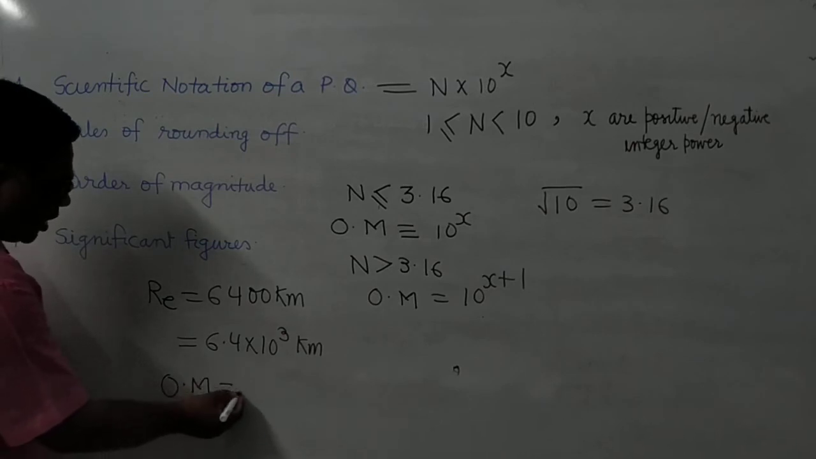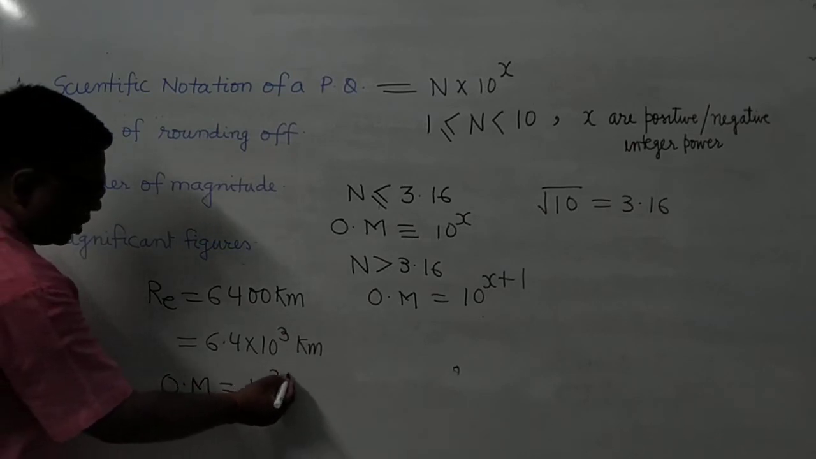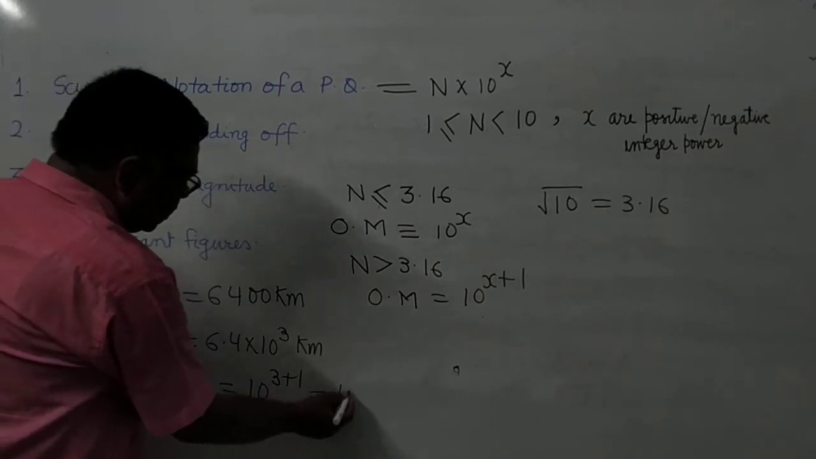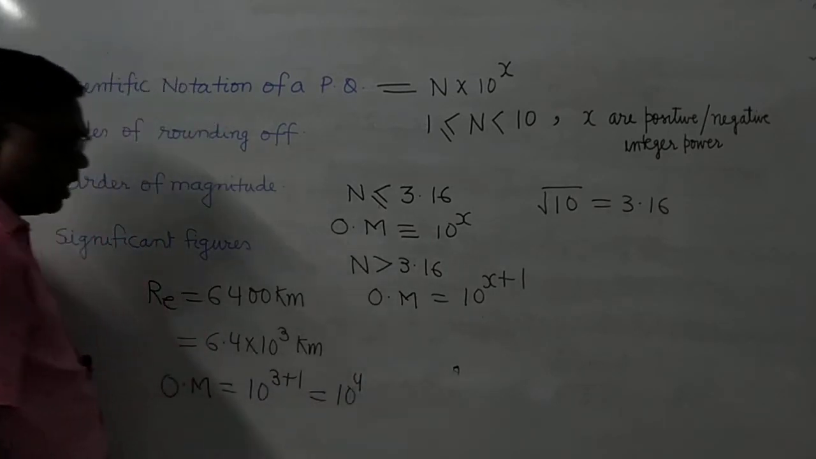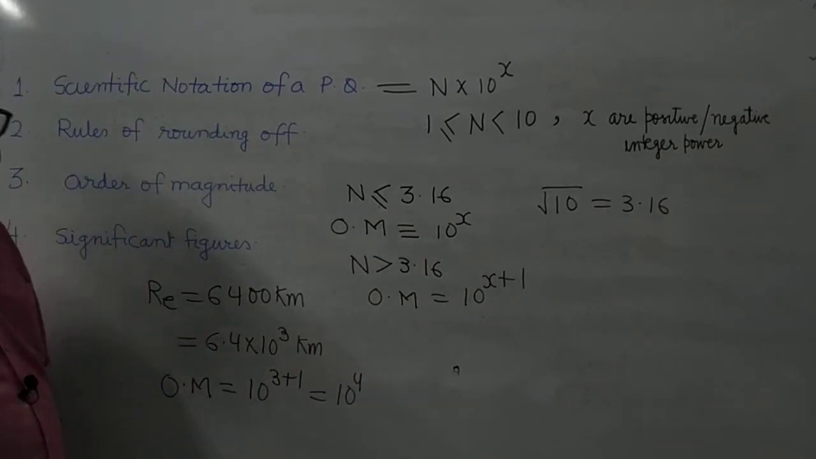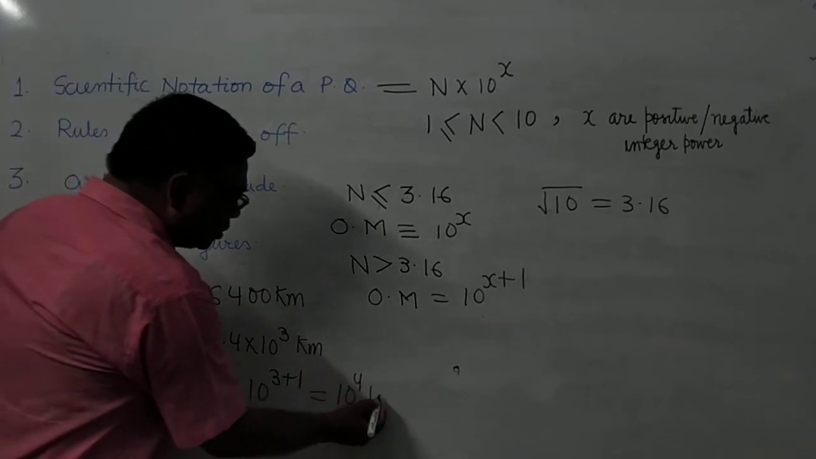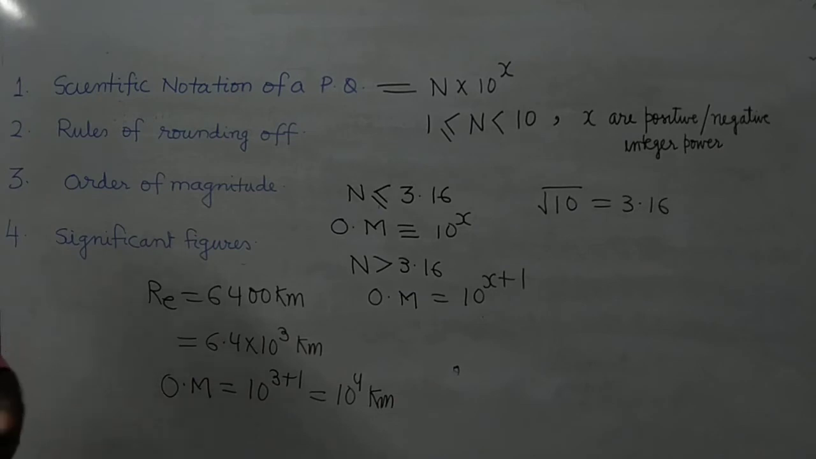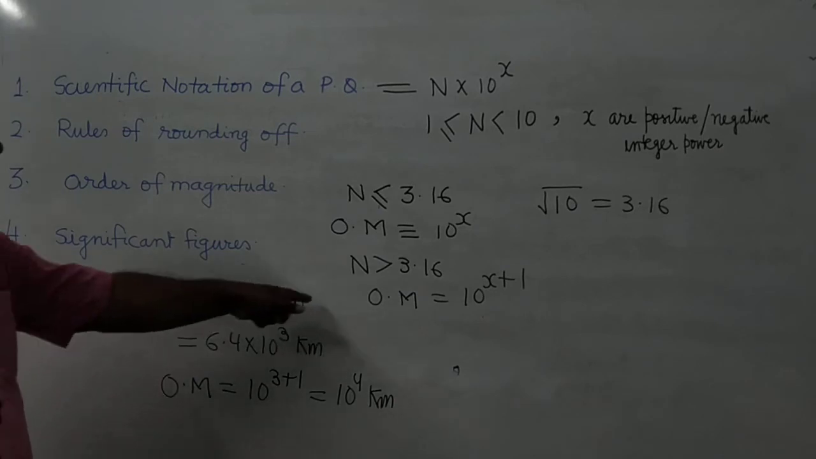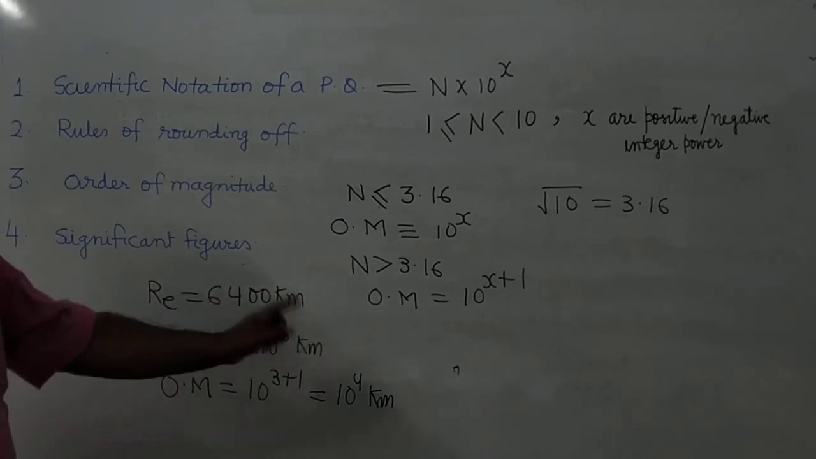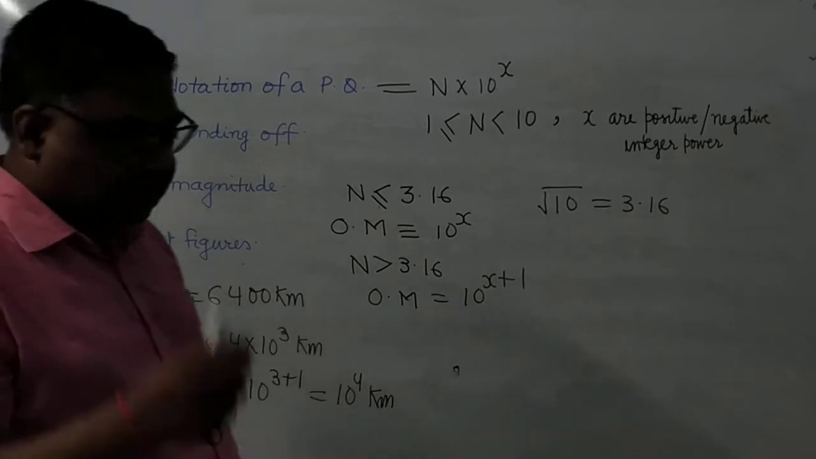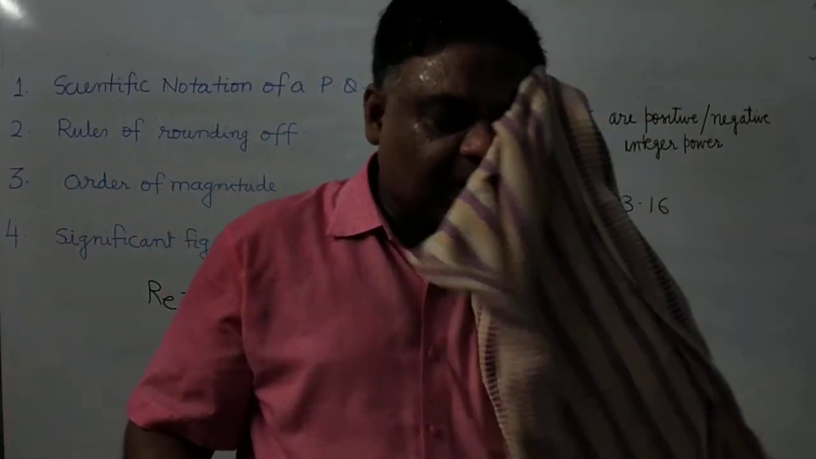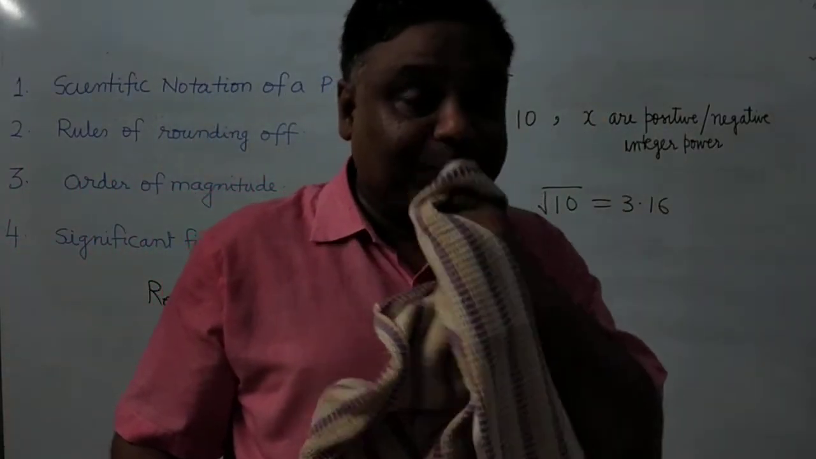Here the order of magnitude will be 10 to the power 3 plus 1, that is 10 to the power 4, and we will not write only 10 to the power 4. The unit is also a must for this: 10 to the power 4 kilometer. Is it clear? This length is of what order? 10 to the power 4 kilometer.